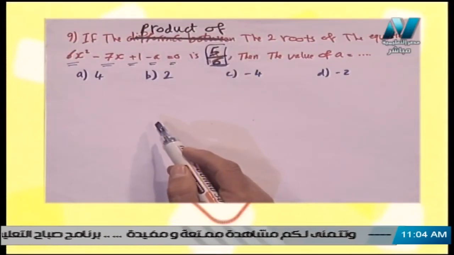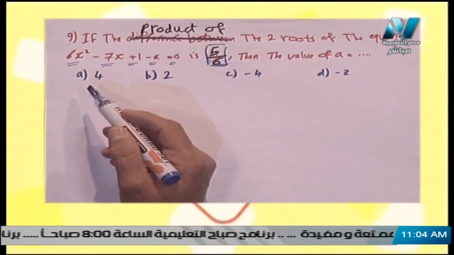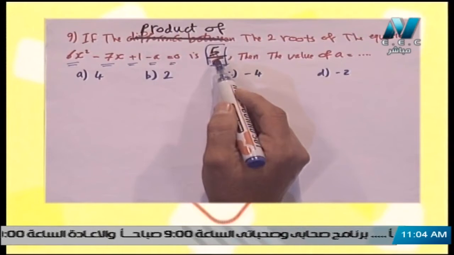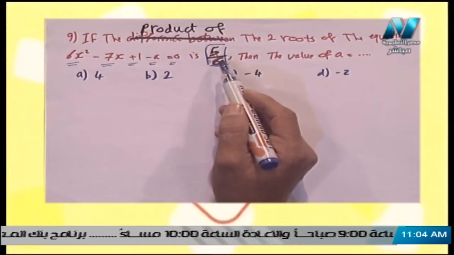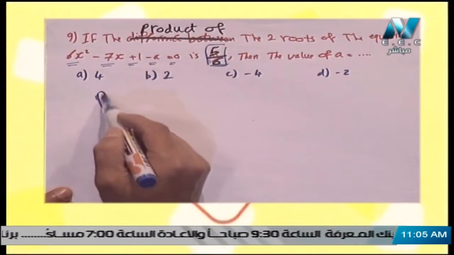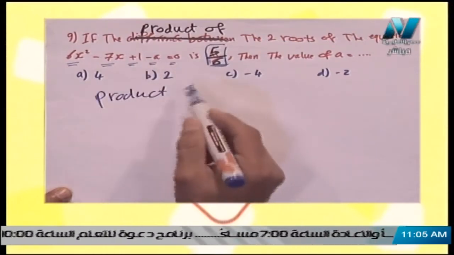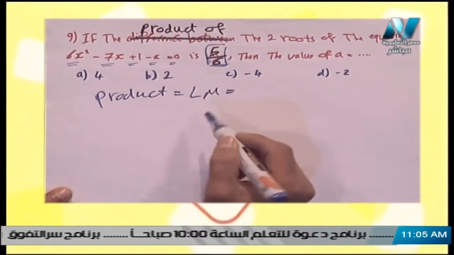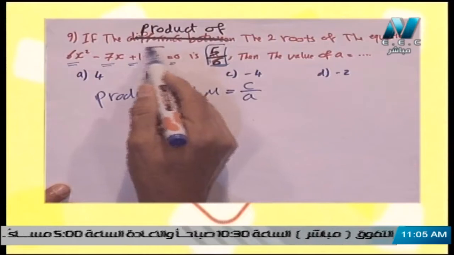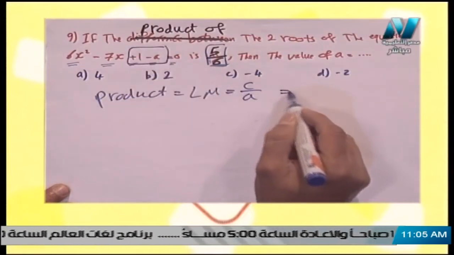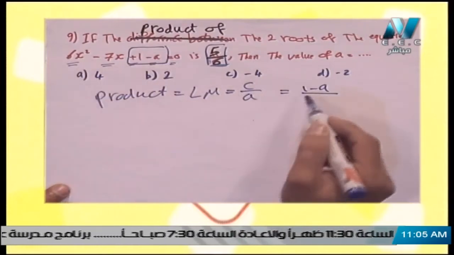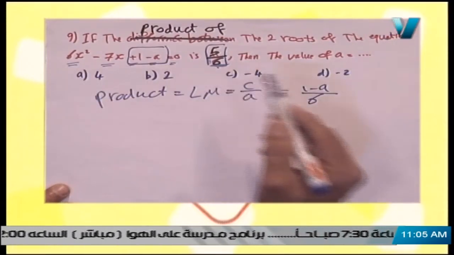Okay, don't be afraid of this question. It's just that the product equals 5 over 6. We know that the product of the two roots, which is LM, equals C over A. Here in this equation, C will be 1 minus A, over A, which is 6, equals the number 5 over 6.